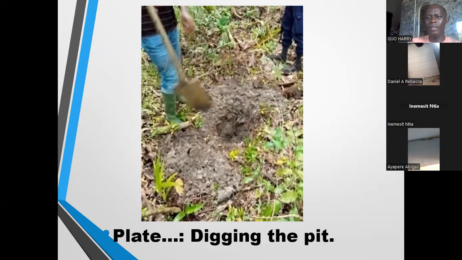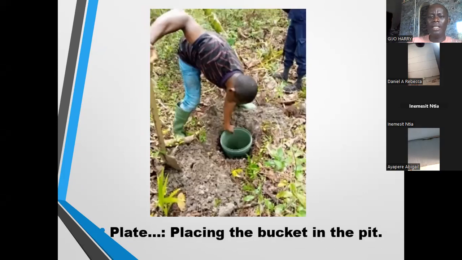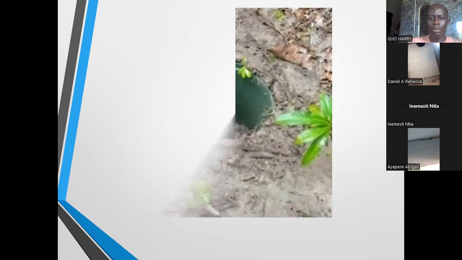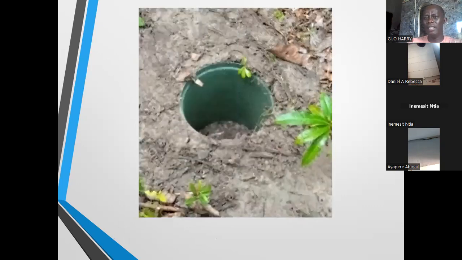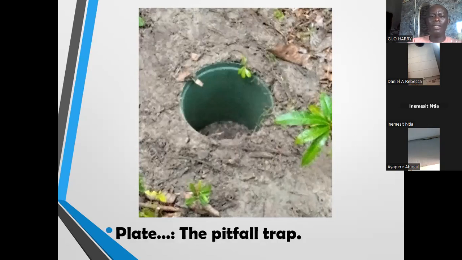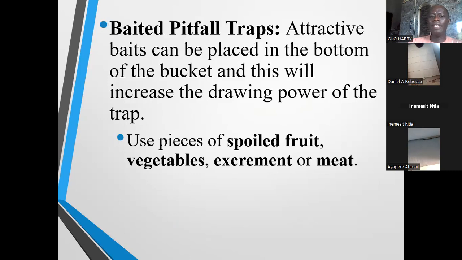And we just looked at this. First, you dig the soil, and then you put the bucket in the hole that you've dug, and then you cover it up and inspect daily. You go back the next day to inspect. And like I said earlier, baits can also be used to attract some insects into this trap.